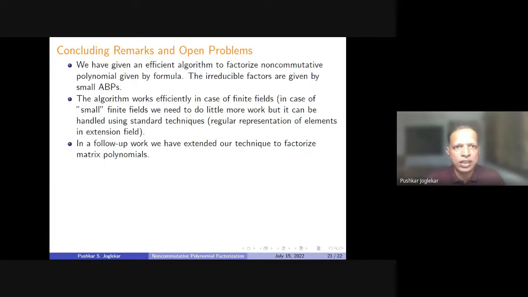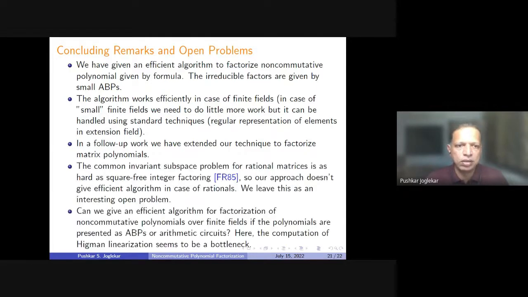So to summarize, we have given an efficient algorithm to factorize non-commutative polynomials given by formula, and irreducible factors are given by small ABPs. The algorithm works efficiently in case of finite fields. For small finite fields, we need to do a little more work, but it can be handled using the standard technique of regular representations for elements in the extension field. In a follow-up work, we have also extended our techniques to factorize matrix polynomials.